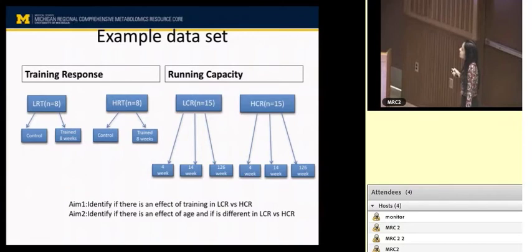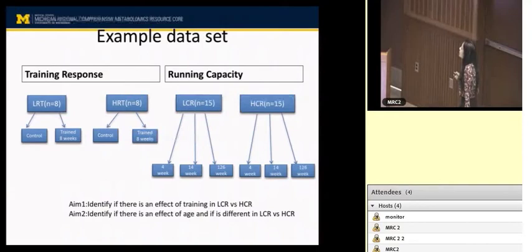time, and each of them has n equals 8. They were trained for some time, and I guess 4 of them were control and then trained for 8 weeks, and then same in HRT. And then for running capacity, another set of running capacity rats, we have different age rats. So 4-week, 14-week, and 126-week old.